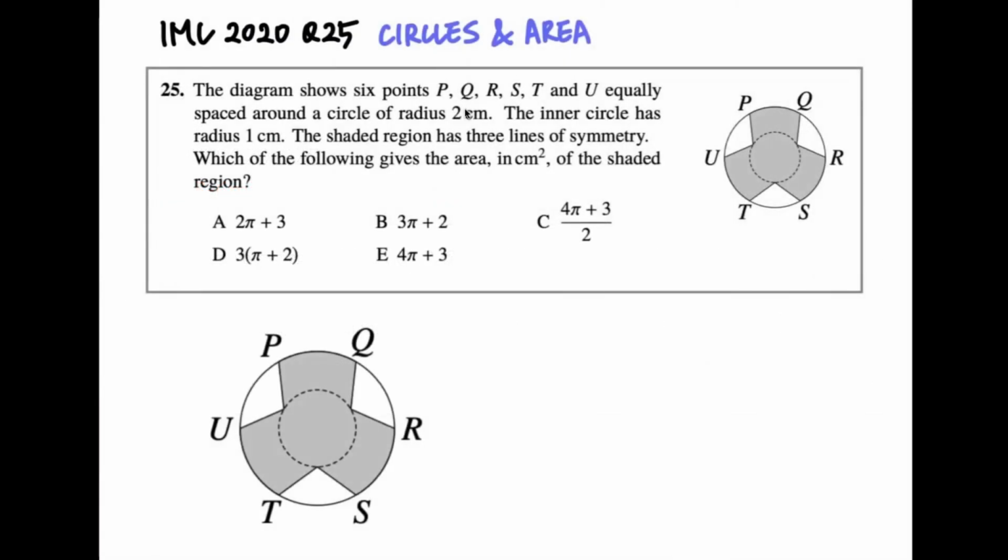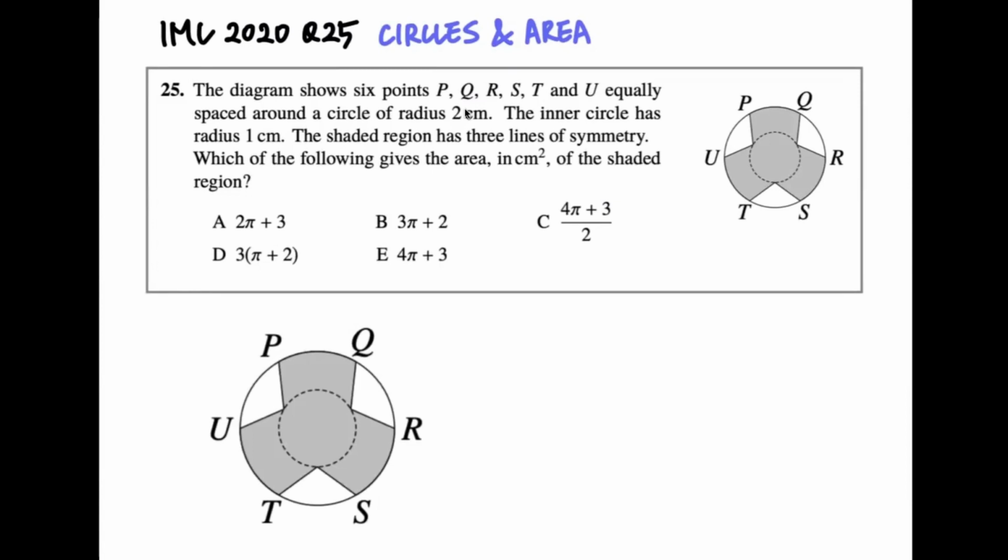This question is IMC 2020, the last question, and it covers circles and area. The diagram shows 6 points P, Q, R, S, T, and U equally spaced around a circle of radius 2 centimeters, and the inner circle has radius 1 centimeter.